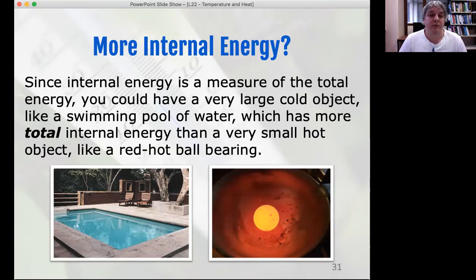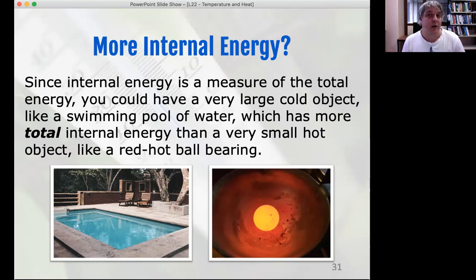So a very hot object, like a small red hot ball bearing, has a high average internal energy, right? The average internal translational kinetic energy per atom in that red hot ball bearing is very high relative to the average internal translational kinetic energy of the water molecules in a big pool of water. The pool might be quite cold, maybe 10 degrees Celsius, and the ball bearing is maybe up at 200 degrees Celsius. So the temperature, the average internal translational kinetic energy of all the particles in the ball bearing, is much higher than the average internal translational kinetic energy of all the particles in the pool. So the averages are different.